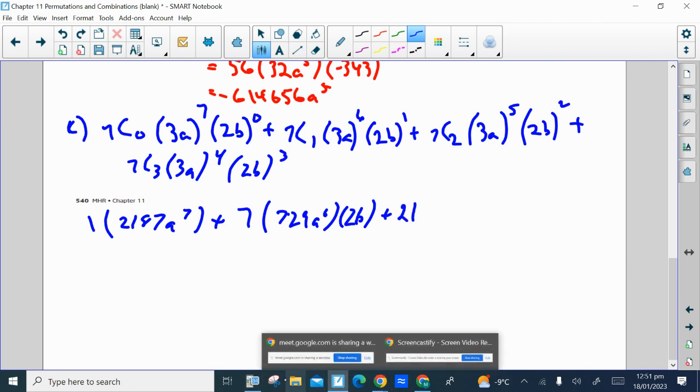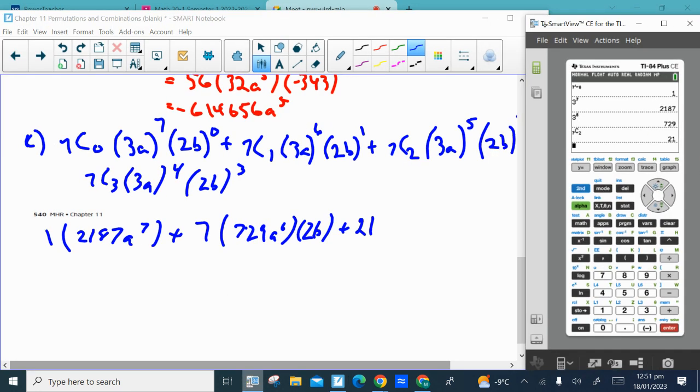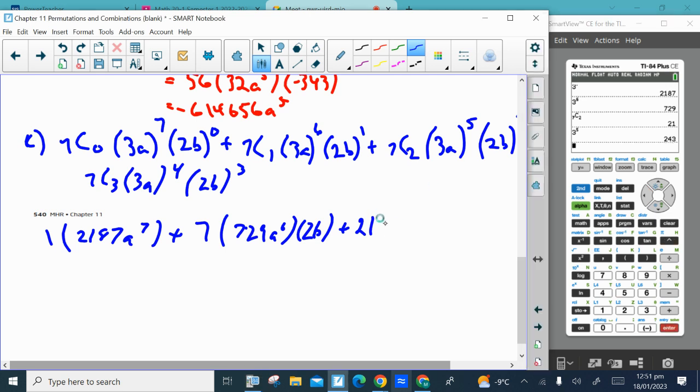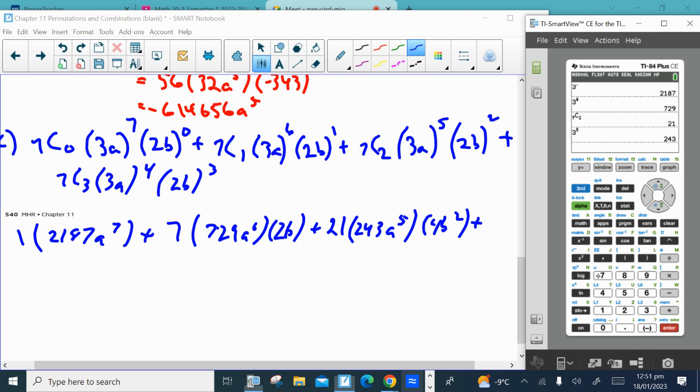The 3a all to the power 5. So 3 to the power 5 is 243, a to the 5th, times 2b all squared, which will be 4b squared. Plus, the last term is 7c3. That's 35.